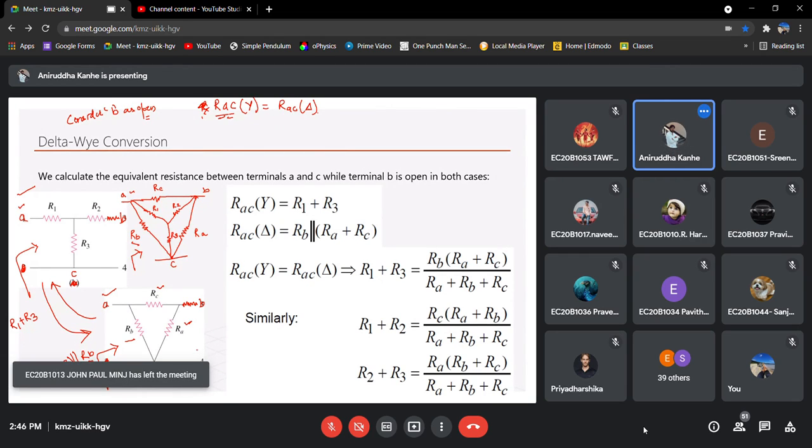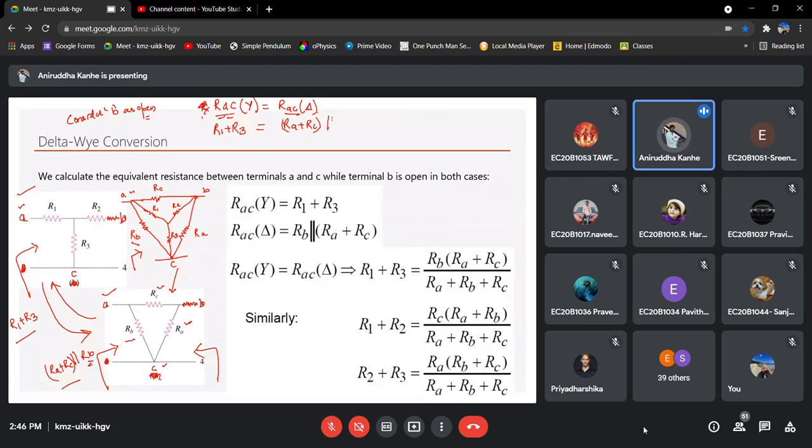Similarly for BC and similarly for AB. So that we will come to later. Let us first write for here. Now RAC for the Y is given by R1 plus R3, and RAC for the delta is given by this term, that is RA plus RC in parallel with RB.